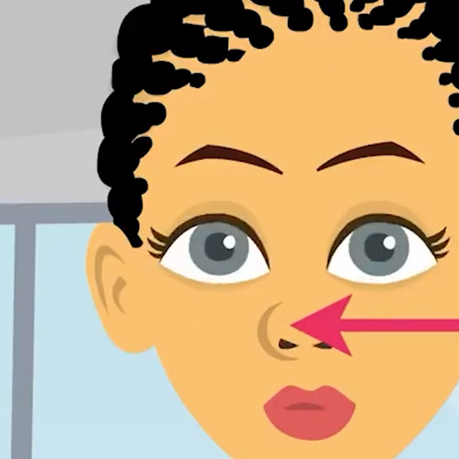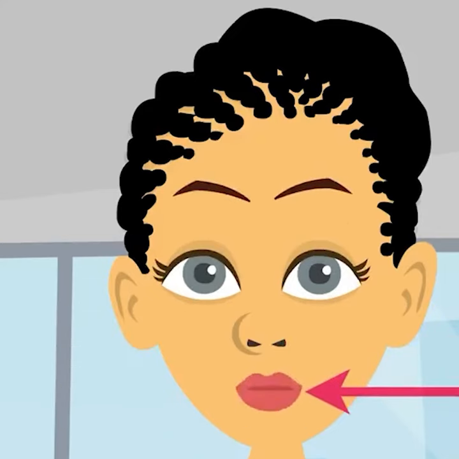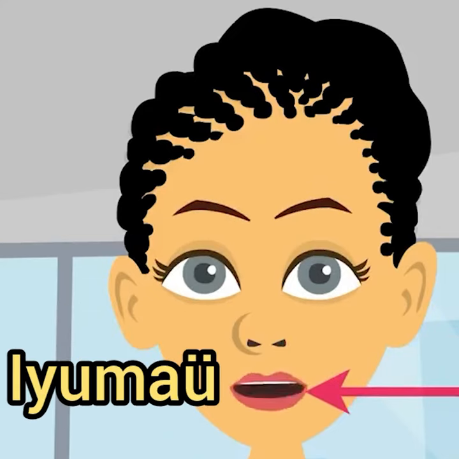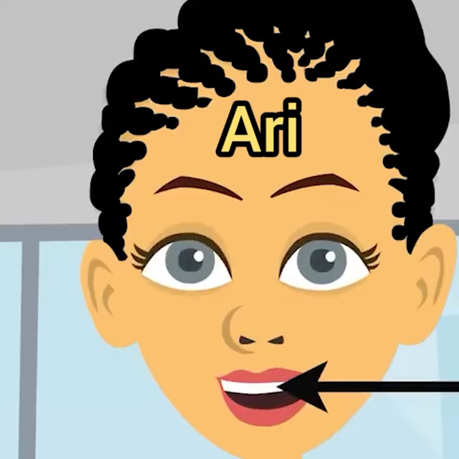Nostrils. Nostrils in Garifuna is Lihure Igiri. Lihure Igiri. Mouth in Garifuna is Iumo. Iumo. And teeth in Garifuna is Ari.